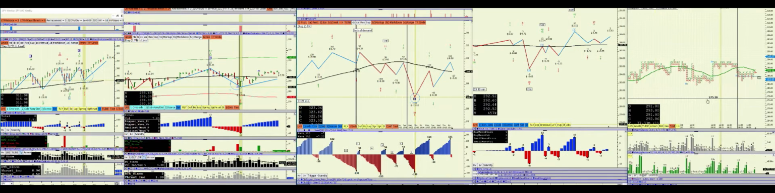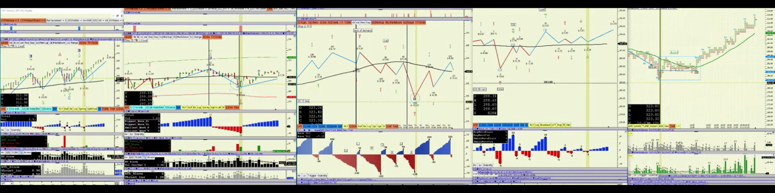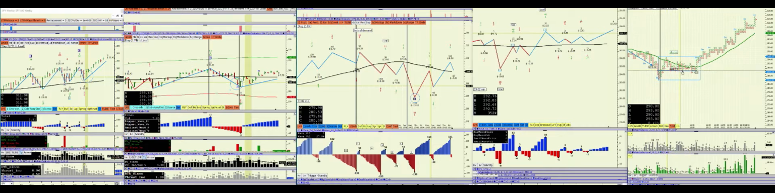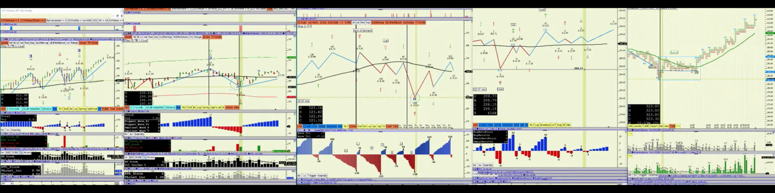Okay, now how you do that is you move on to the point and figure chart and see that this whole thing was a big block of accumulation. Right, all of this.